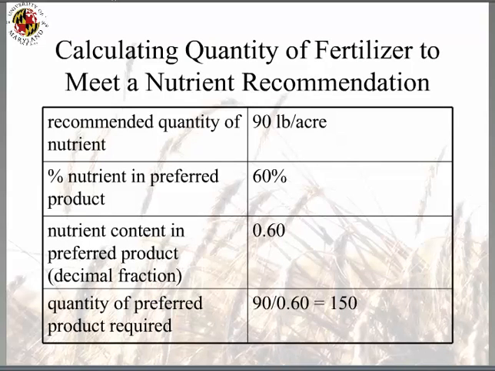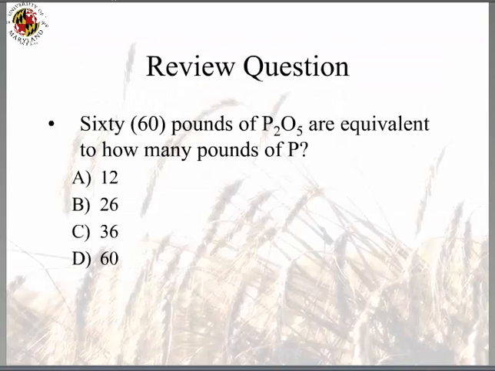Now again, if that's intuitive, and I hope it is to some of you, just do it by whatever method you want. If it's not intuitive, let me say that you need to recognize what your recommendation is. You need to look at how your product is labeled for the nutrient content. 0-0-60 means a 60% K2O. You need to express that percent as a decimal fraction, and you divide your recommended rate by the percent nutrient expressed as a decimal fraction, and 150 is the pounds of muriate of potash that you need in order to apply the 90 pounds that were recommended of K2O. Again, fair game for the exam that you're getting prepared for.